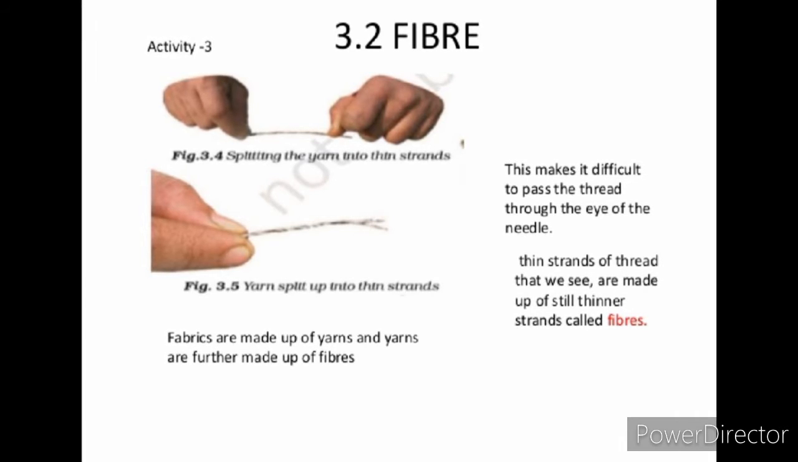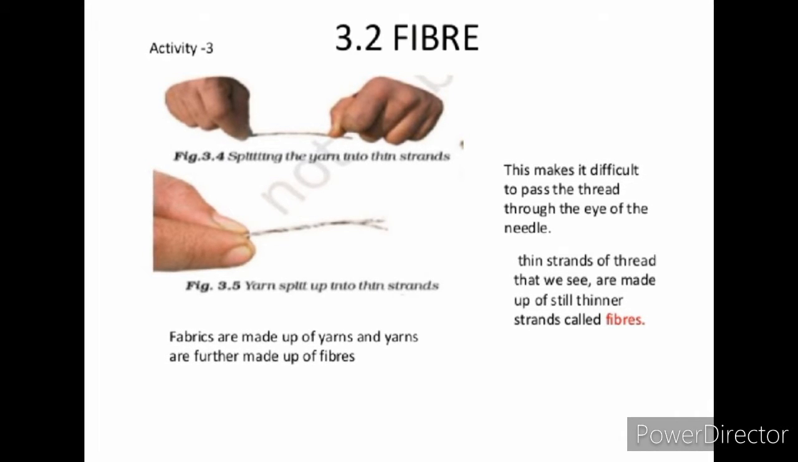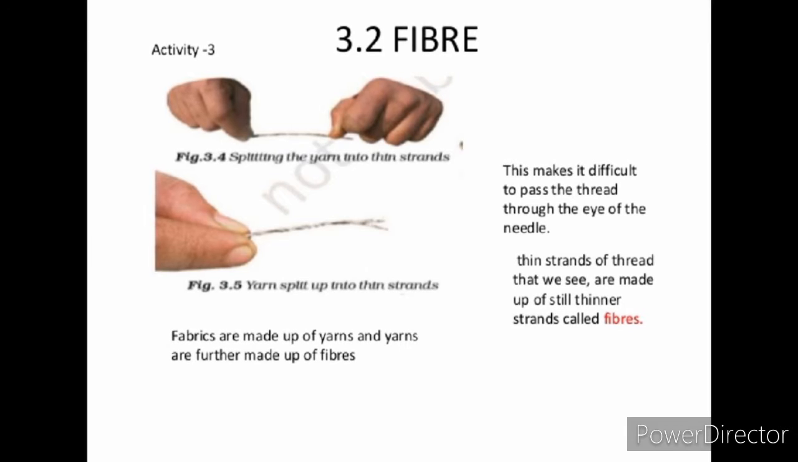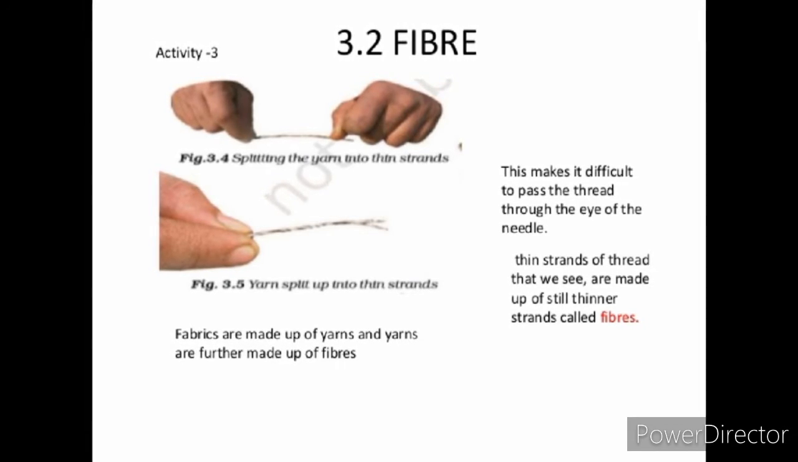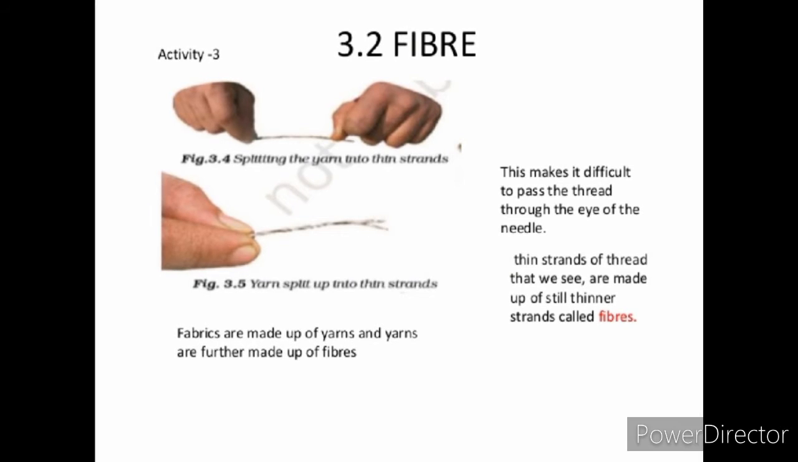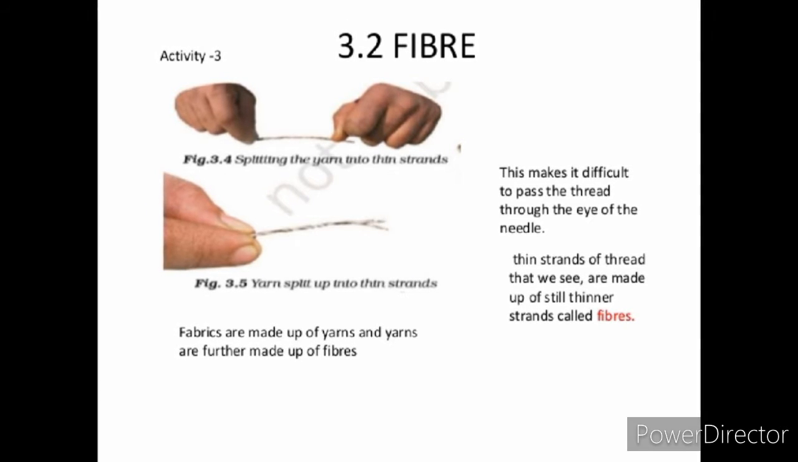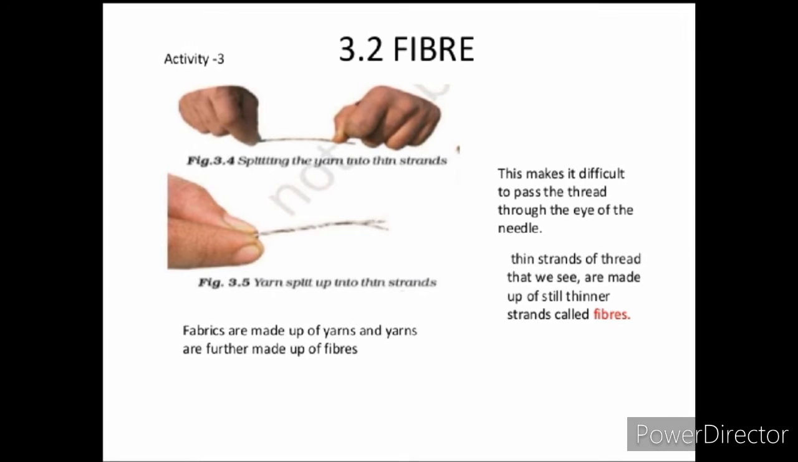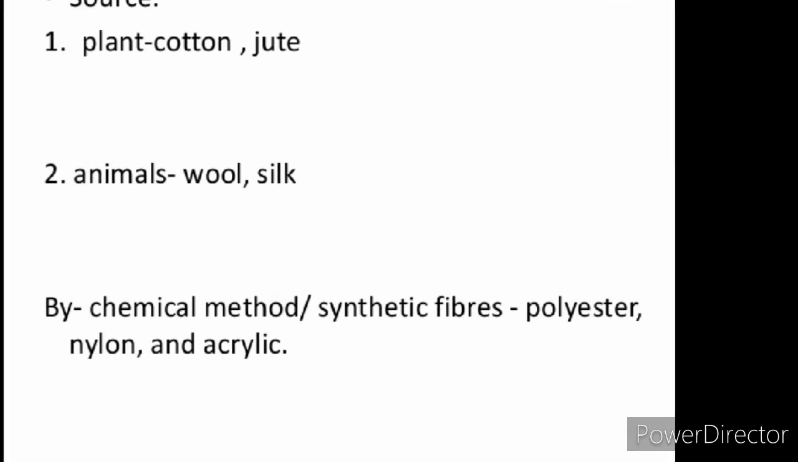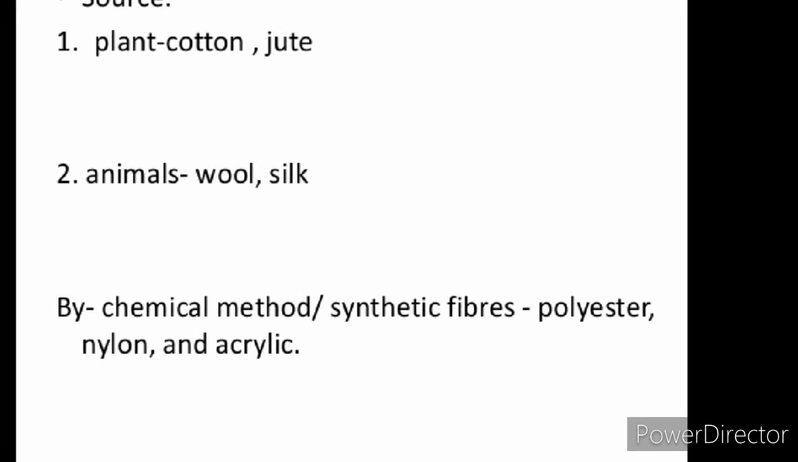We also know that this makes it very difficult to pass the thread through the eye of the needle. The thin strands of the thread that we see are made up of still thinner strands that are called fibers. So, fabrics are made up of yarns and yarns are further made up of fibers. Now, we'll go for the source.